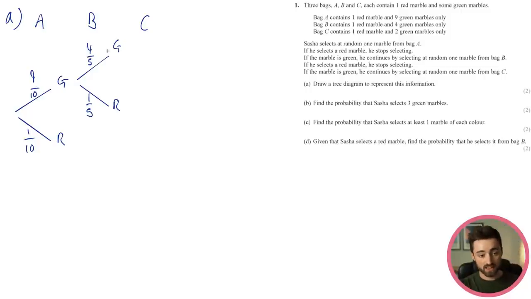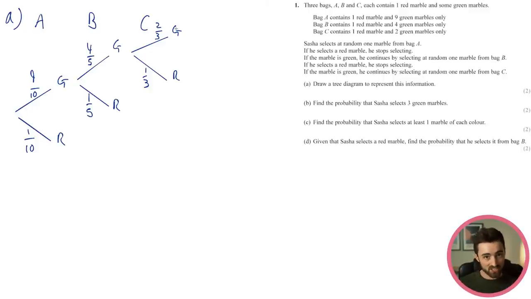With this one here, similar thing. If I get a green, what happens? Well, I go to bag C. If I go to bag C, again, I can either get a G or an R. And what are the probabilities? There's 3 in total, 1 red and 2 greens. So the probability of a green is 2/3 and a red is 1/3. And then at bag C, I stop. So there's nothing else coming from there.